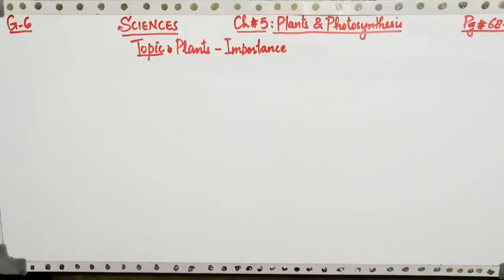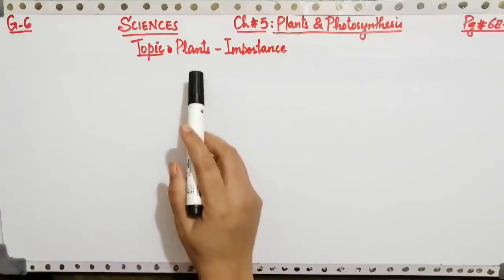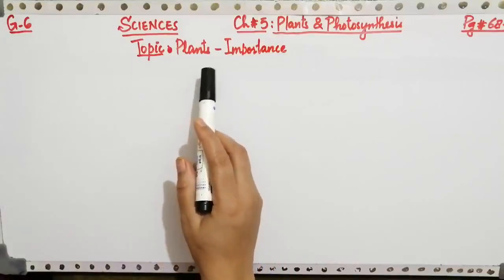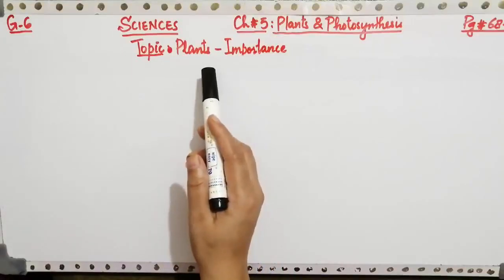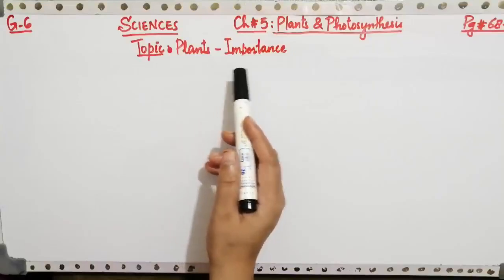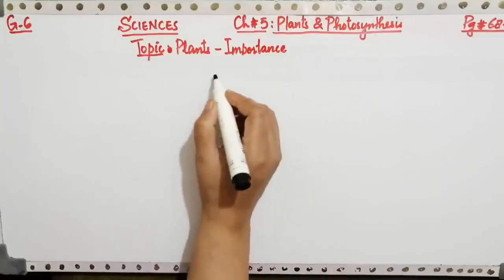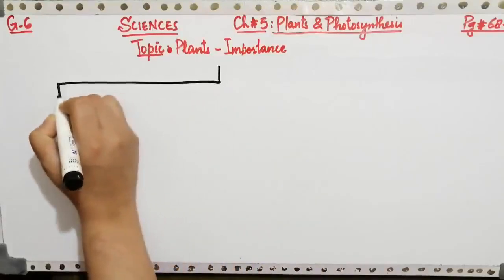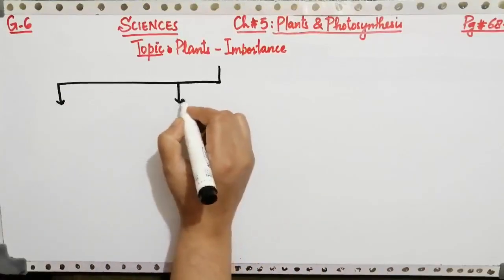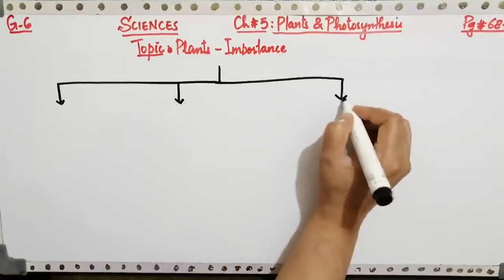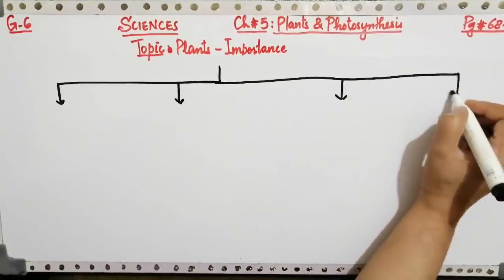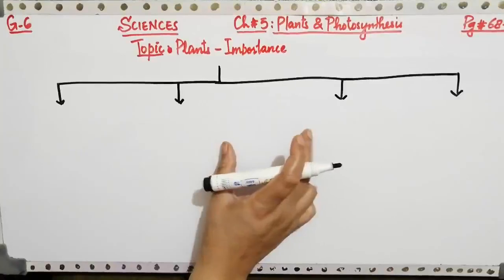So dear students, first we are going to start from the plants, what the plants are, what are the various types of plants which are present in our world, in our surrounding, and their importance as well. So there are different types of plants present in our surrounding, and 4 categories of those plants are given in the form of this flow sheet.